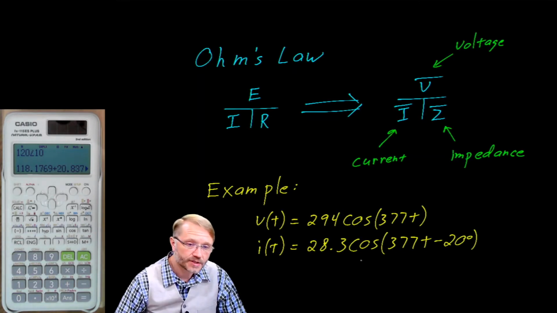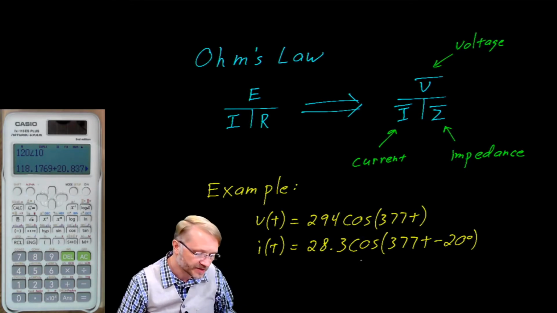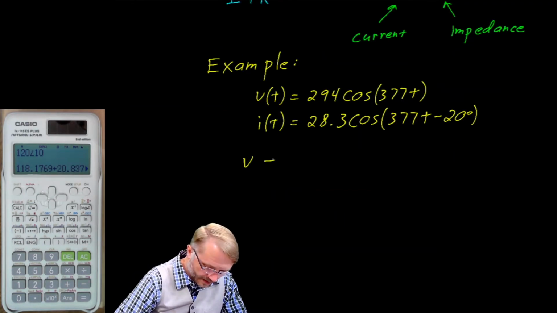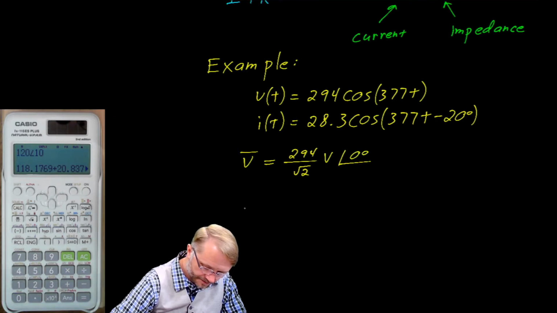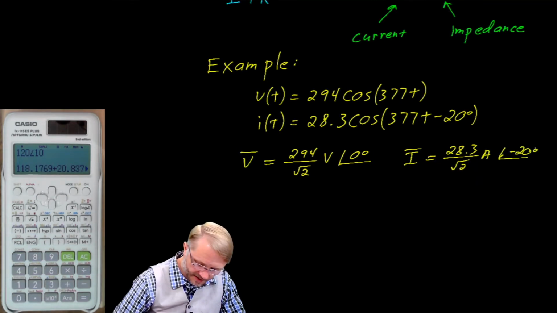We are given a voltage and a current, but they're both in the time domain. To make this problem easier, you want to get them both into the phasor domain as quickly as possible. The voltage is equal to 294 over the square root of 2 volts at a phase angle of 0 degrees. And the current is 28.3 over the square root of 2 amps at a phase angle of negative 20 degrees.